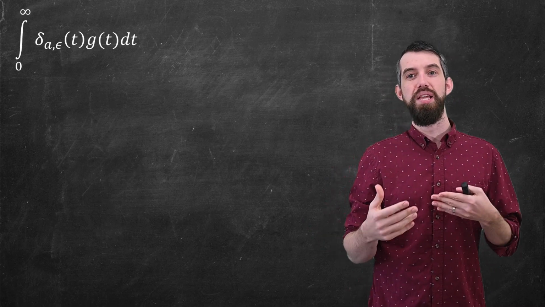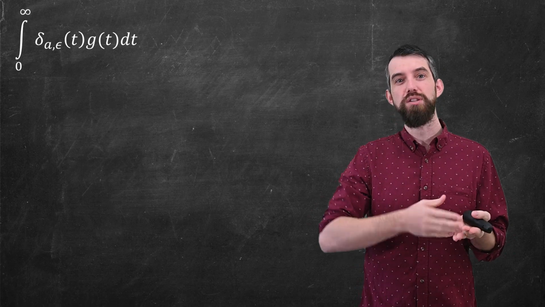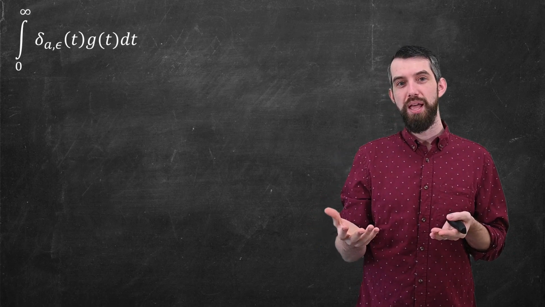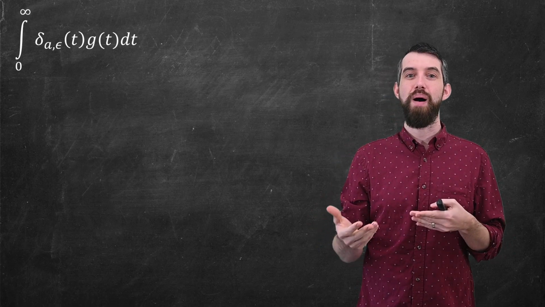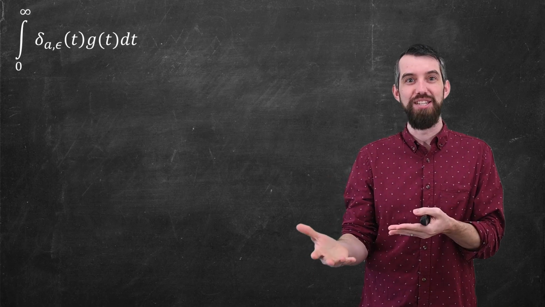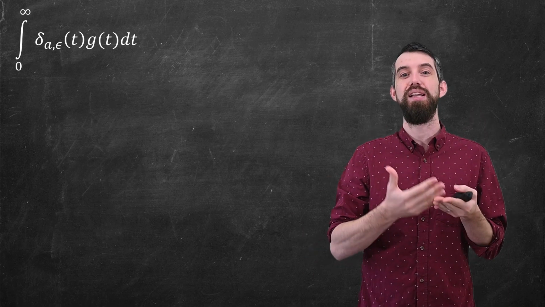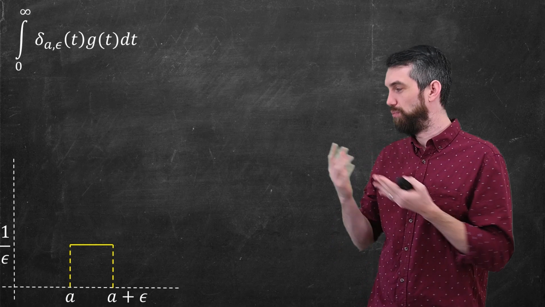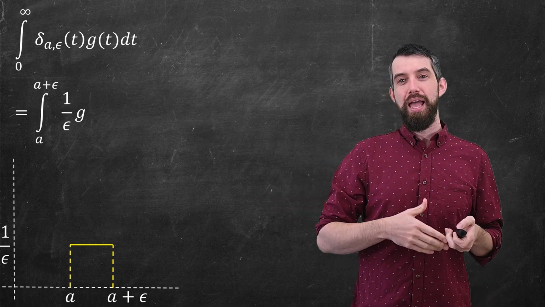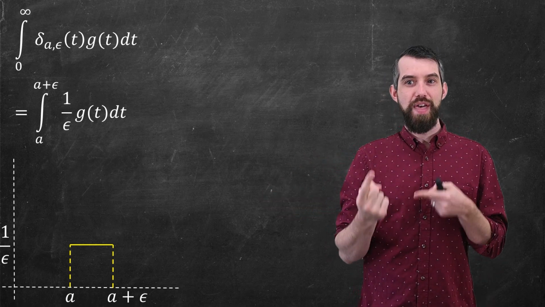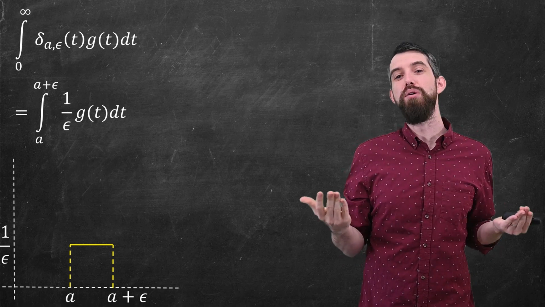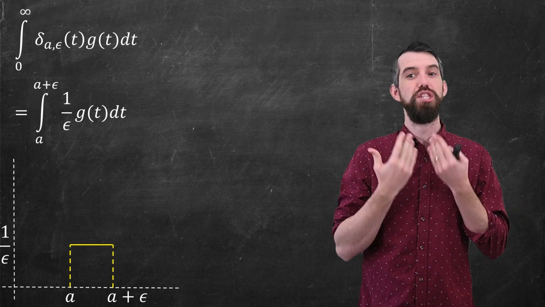I now want to study the integral of the delta function multiplied by some other function. I'm going to do this in the same way, by dealing with the finite approximations to the delta function, delta A sub epsilon. Recall the graph as we saw earlier. What it does is, everywhere outside of A to A plus epsilon, it just makes it equal to 0.